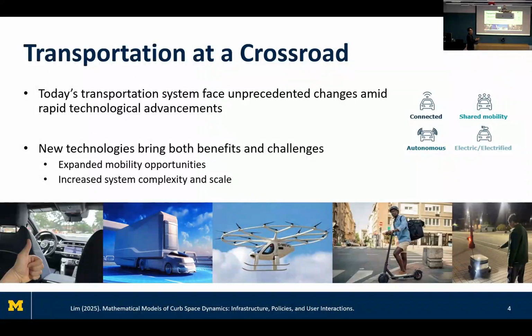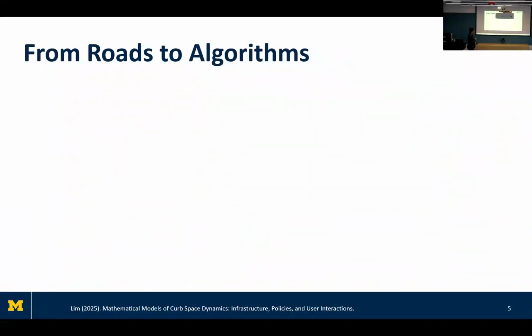However, there also is a downside, where this significantly increases the system complexity and scale. For example, in this last picture where I hacked into the system, I was just staring down the robot for 2 minutes, and the robot couldn't do anything. So these are some examples of how transportation is evolving, but they bring both the good part and the bad part to the system.